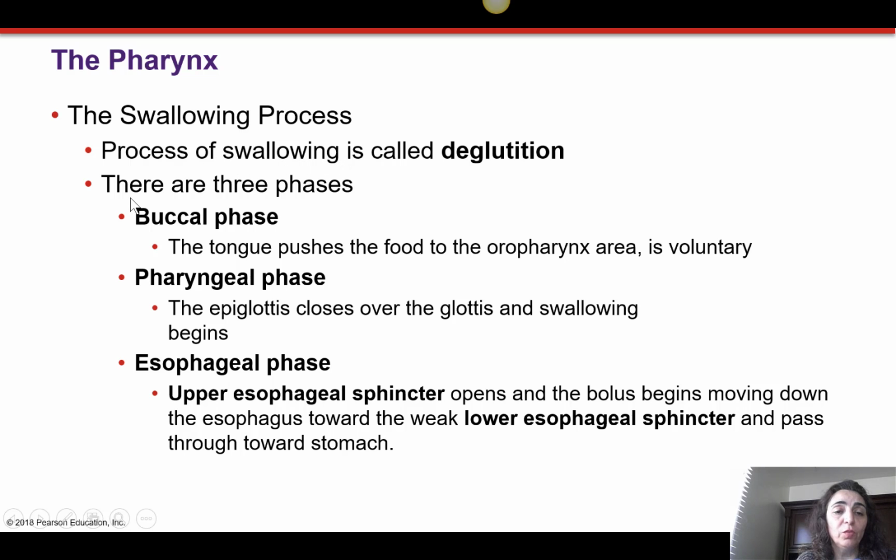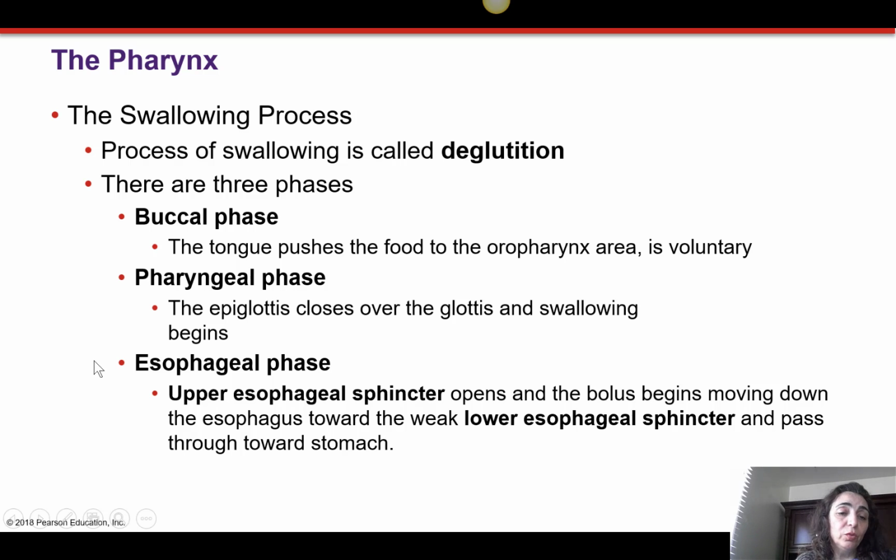The swallowing process has three phases. The first one is the buccal phase. That's the phase when the food is inside of the mouth. The tongue pushes the food to the oropharynx area, and this phase is voluntary. As long as the food is in the mouth, we can just take it out. We can decide when we want to swallow, right? Then after that, it gets to the pharyngeal phase. In this phase, the epiglottis closes over the glottis and swallowing begins, so that when we swallow, the food doesn't go to the larynx and trachea.